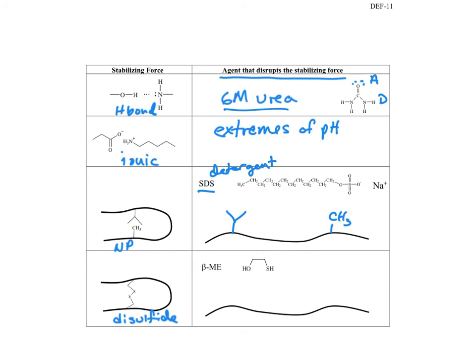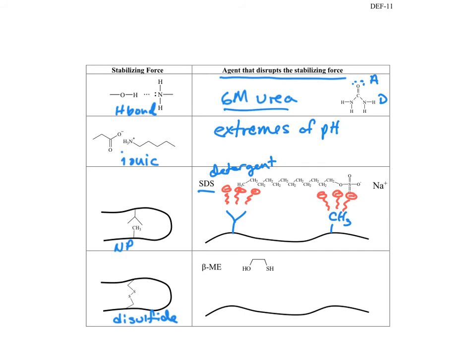And here's what it does. The nonpolar side chains, or rather the nonpolar long tails, are going to interact with these nonpolar groups, and the polar heads, which are negative, are going to surround that and interact with water. So these detergents act as an interface to allow the hydrophobic effect to be disrupted.